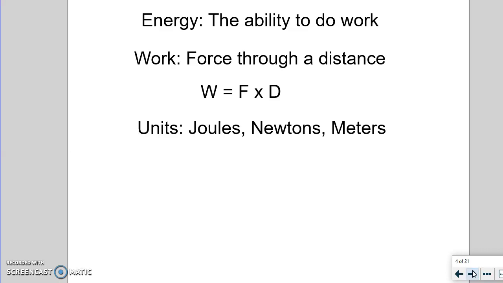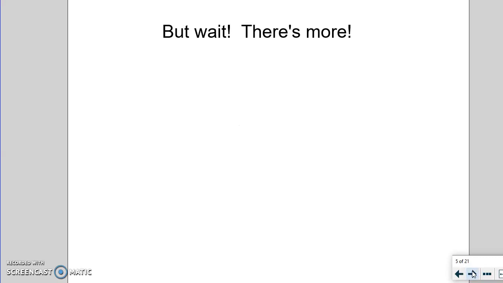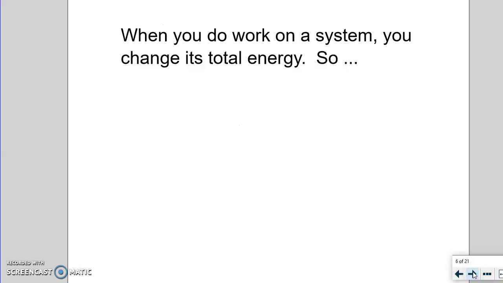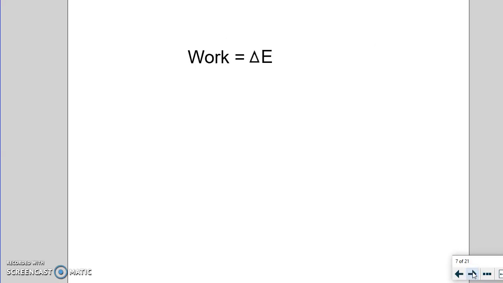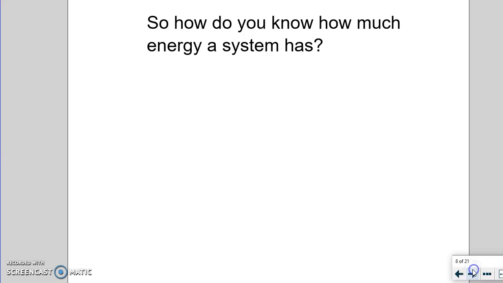But wait, there's more. When you do work on a system, you change its total energy. Imagine if you push something from rest, you would give it energy. If you pushed against something that was moving towards you, you would be taking away its energy. So you can remember that work is delta E, or the change in total energy. We'll come back to that.